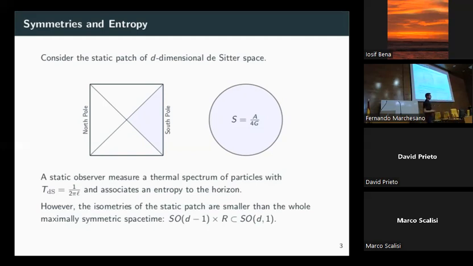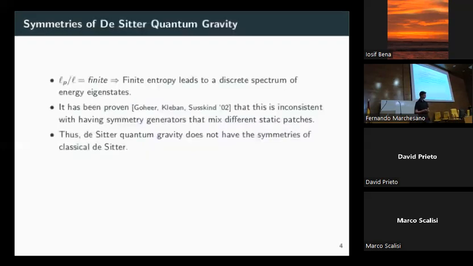So this is a fact of life, but why is it important? Well, it's important because when we take this assumption of finite entropy, particularly in a limit where, let's say, the Planck length divided by the de Sitter length is finite, it means that there's a finite entropy associated to the horizon. And you would think that this would lead to a discrete spectrum of energy eigenstates.